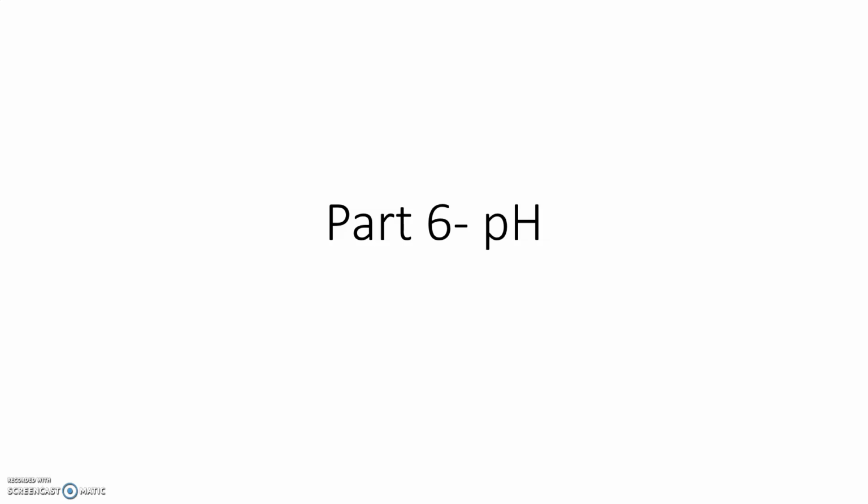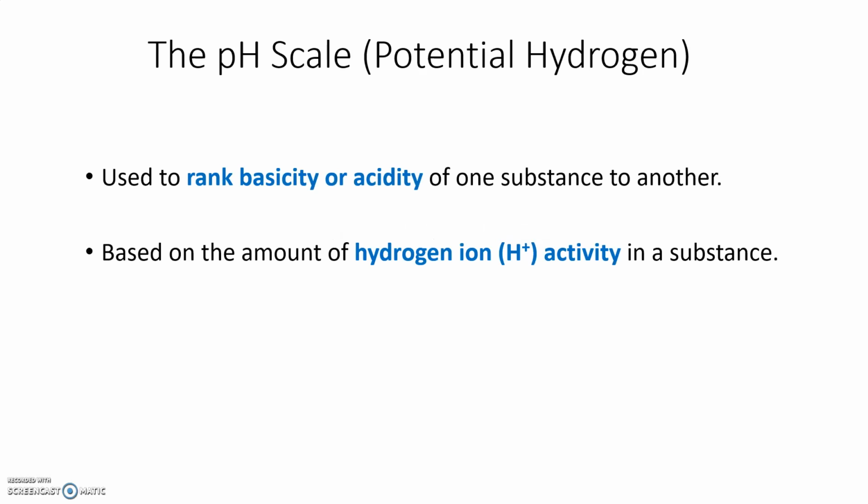Okay, so this is actually our last part of our acid base unit. It's going to be about pH, and we're going to talk about what pH is and where it really comes from. So pH stands for potential hydrogen. And the pH scale, as I'm sure most of us know, is used to rank substances in terms of acidity or basicity. So basically, is this thing more or less acidic than this thing, or more or less basic?